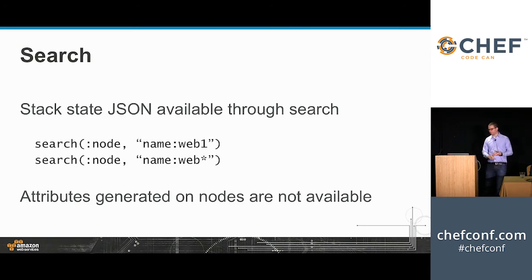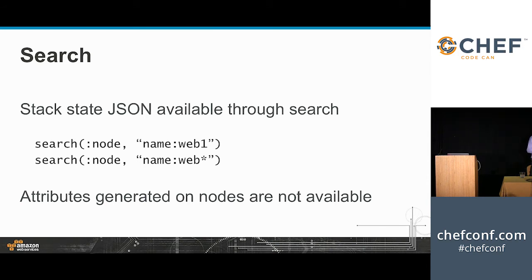Since a couple of weeks ago, we have native support for search, since we switched to using Chef 0 together with Chef Client. So all of the stack state information that I mentioned is available in search. You can search node name web1 or name web star, or whatever, like the usual search syntax that you use from Chef server, and you will find anything that is in this JSON state that we push down to the node.